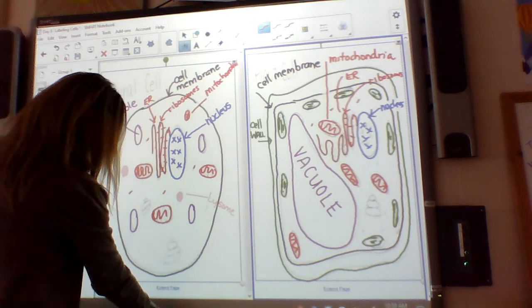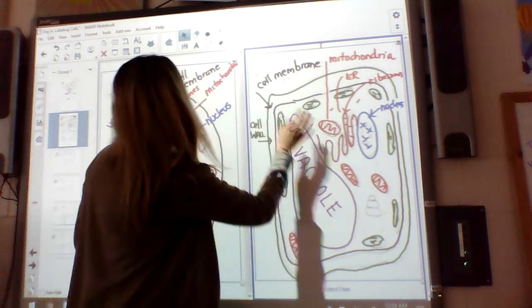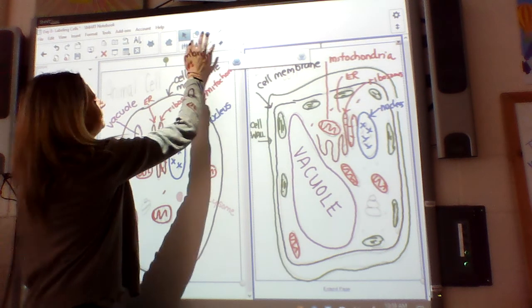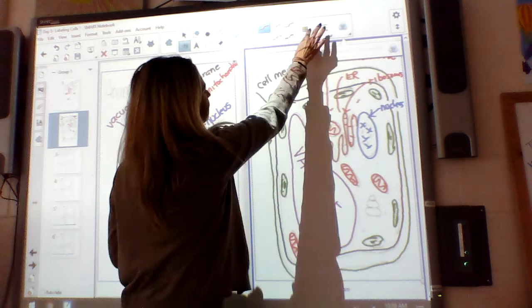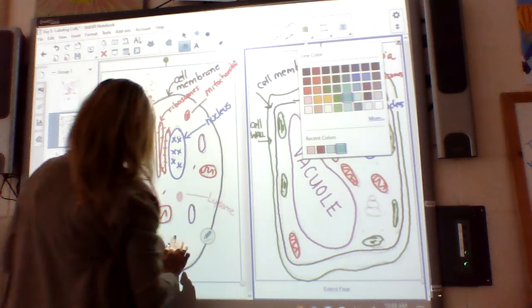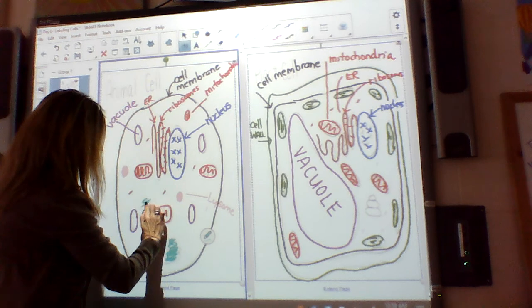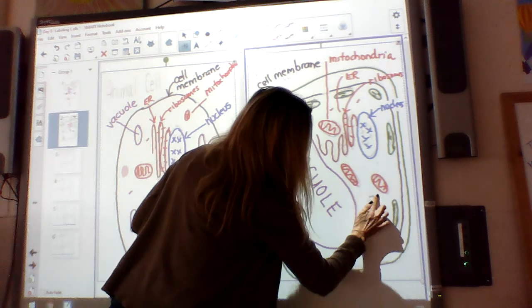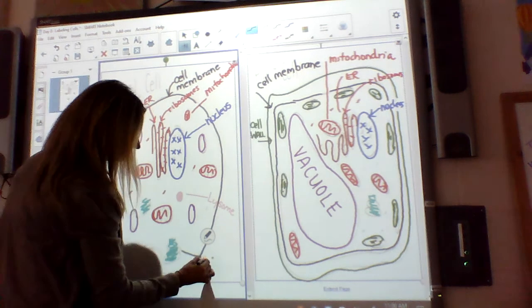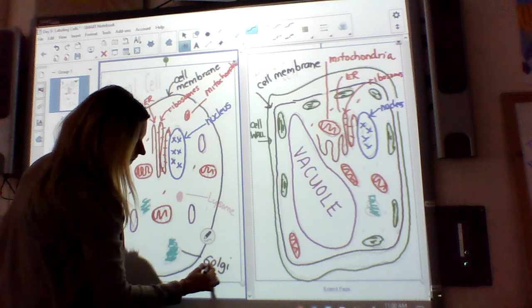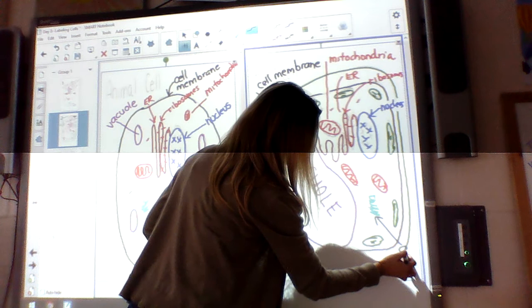All right, then we have this item over here. That's for packaging, kind of like the post office or Amazon. And what we're going to do is label it. I'm going to get this teal color over here. Use whatever you have left. Looks like stacks of pancakes almost. And we're going to label it the Golgi body. It gets everything ready to leave the cell by packaging it up.